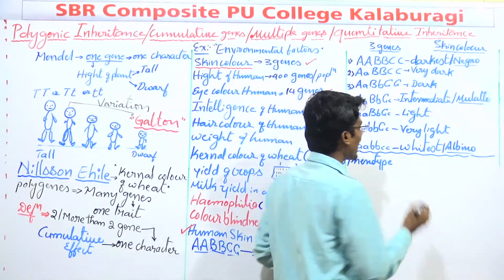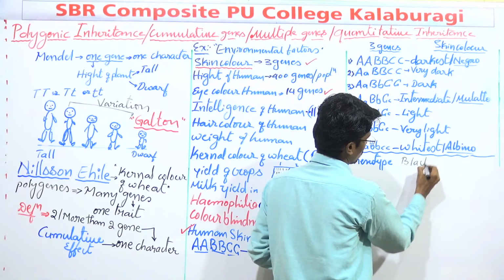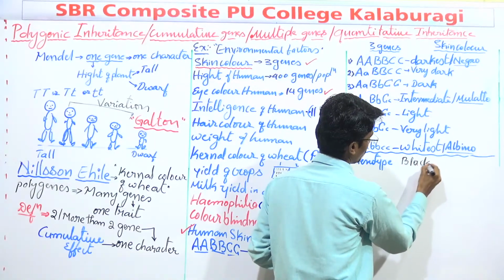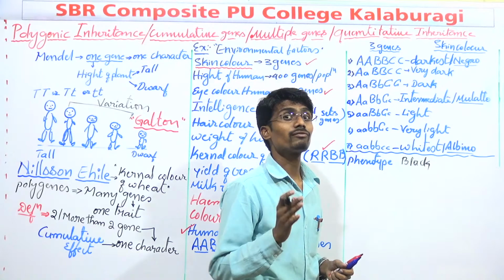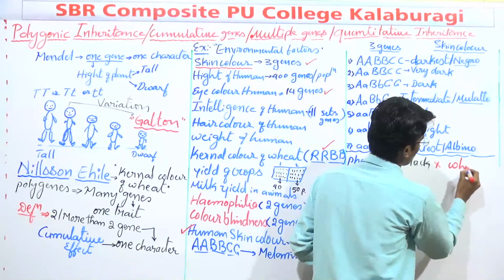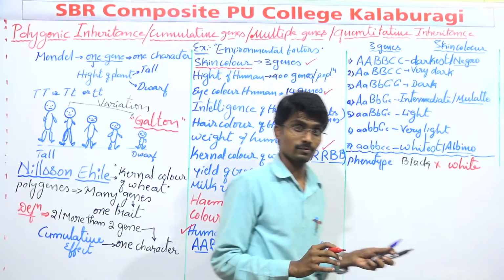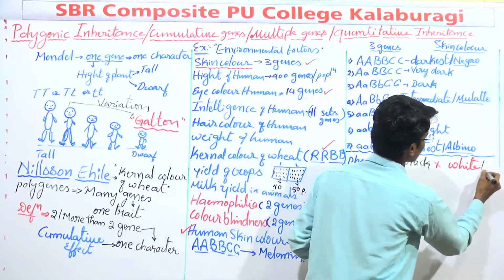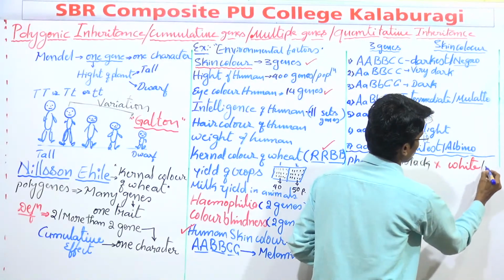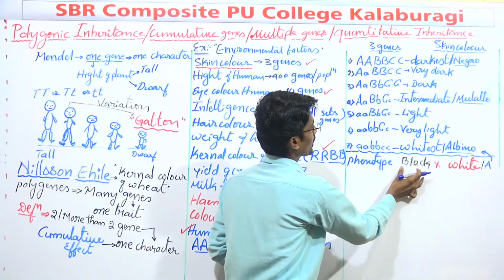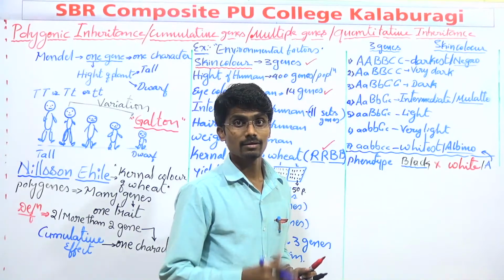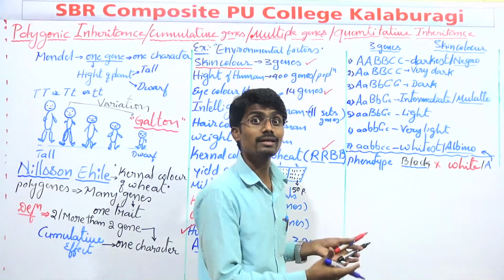If you are black, don't feel very bad, you have a great future because you are married to a white girl. White means what? Albino. White means here albino. Black means Negro. If you are a Negro married to a white girl, we have a great future. Let's see what is the progeny feature.